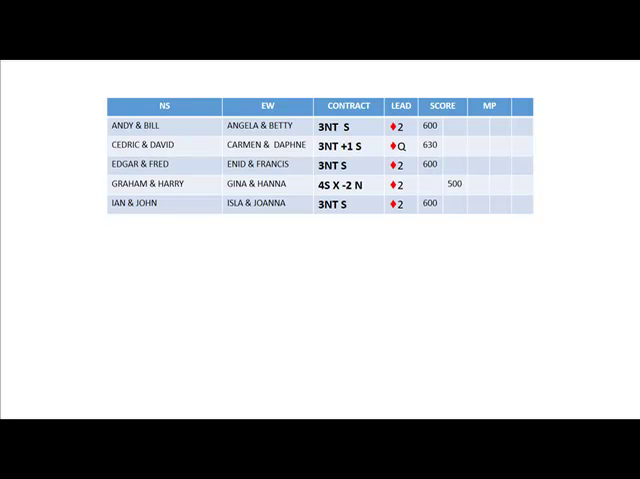Graham and Harry, in the 4th row, they decided to go for a 4 spade contract, and it was North that was playing it, but it got doubled. You see the X there? 4 spades X. That means they were doubled, and I'm afraid they went down by 2. Okay, so there are the various contracts.